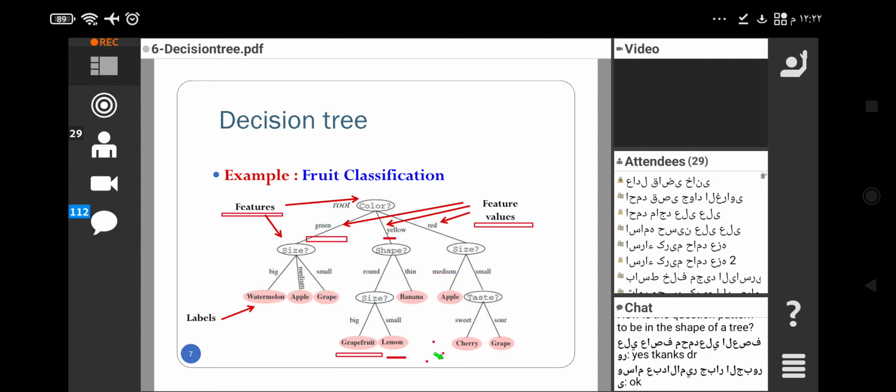So in this tree, we have some leaves. The leaves are the classes. The other nodes have some features. And the branches are the colors. The leaves are the prediction, okay? The final prediction.